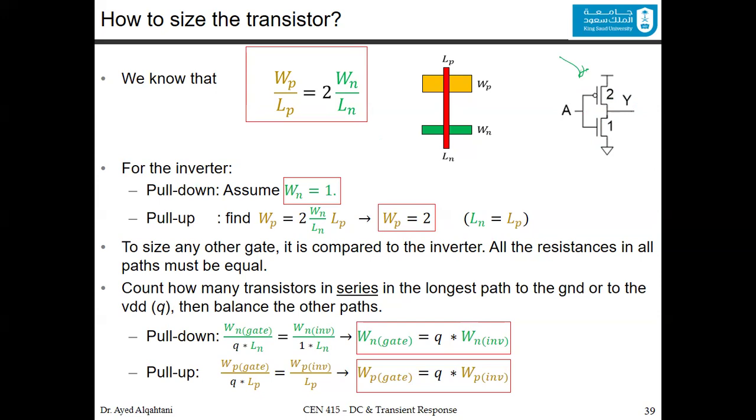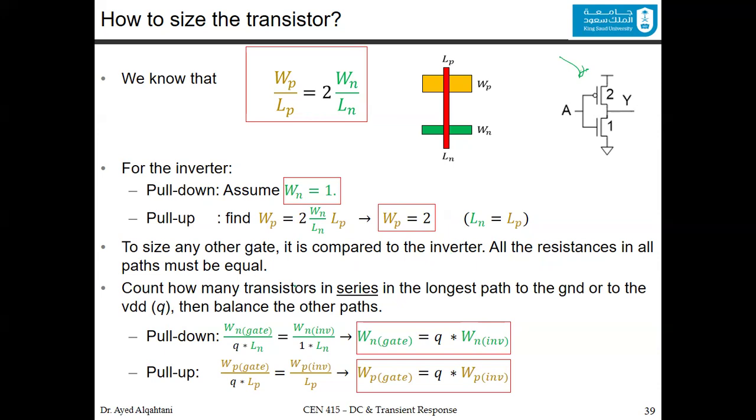But what about other gates? What if you have another circuit that is not an inverter? What to do with that? So to size any other gate, it's compared to the inverter. What we do is we compare always against the inverter. All the resistance in all paths must be equal. That's the idea. We try our best to make them equal. Sometimes you can't, but in the beginning, this is the assumption. We want all the paths to be equal, and you size based on this intuition.